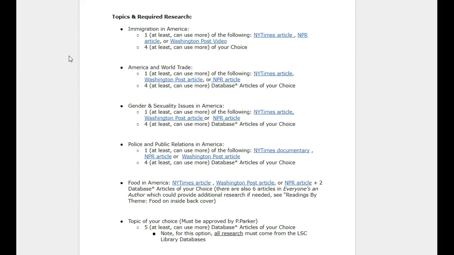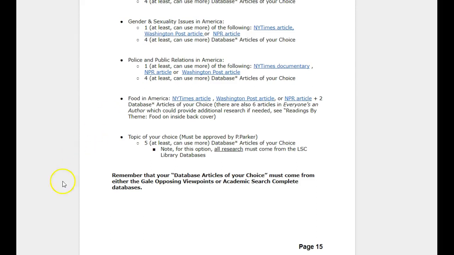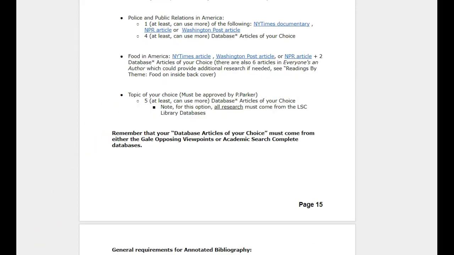Underneath each suggested topic, you will notice that there is one required article to be used from a news article that is already linked within the assignment sheet. And then you are required to additionally find 4 more articles of your choice. These articles need to come from the research databases from Lone Star Tomball, and we see this information reflected in the bold language below.